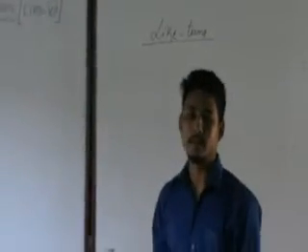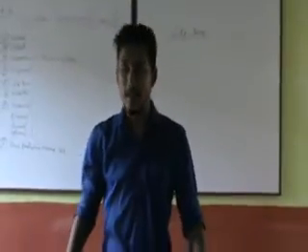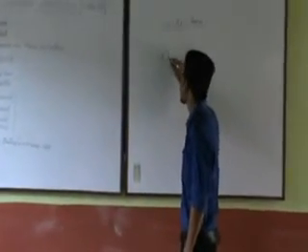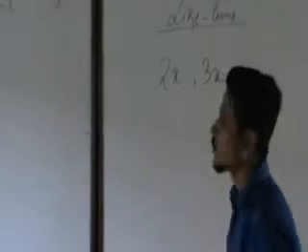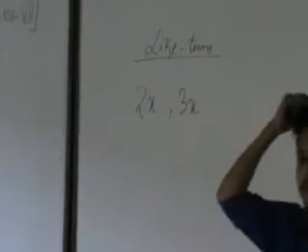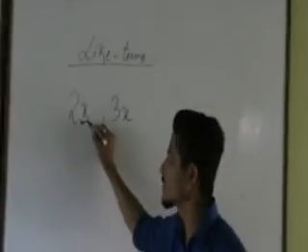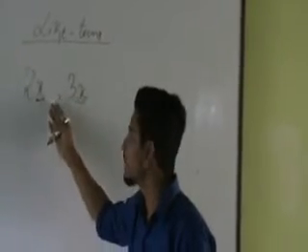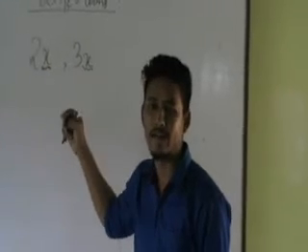So what is a like term? Terms which have the same algebraic factors are known as like terms. Here is an example: suppose 2x and 3x. What is the algebraic factor here? The algebraic factor means the variable. So x is the variable here. We have the same variable, which means the same algebraic factor in both terms. So these two terms are like terms.